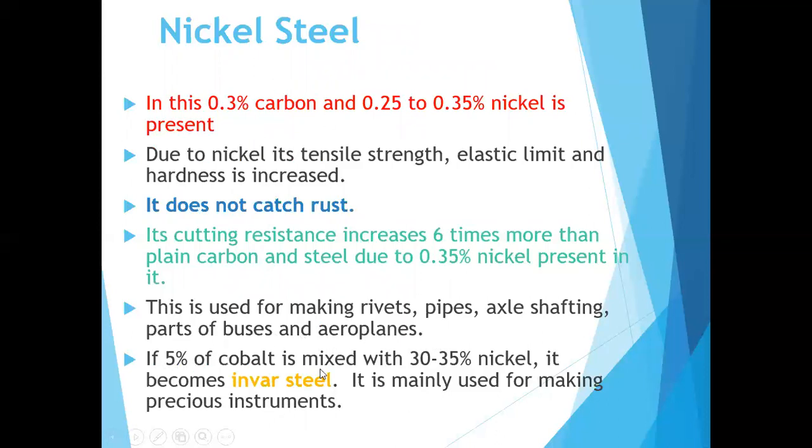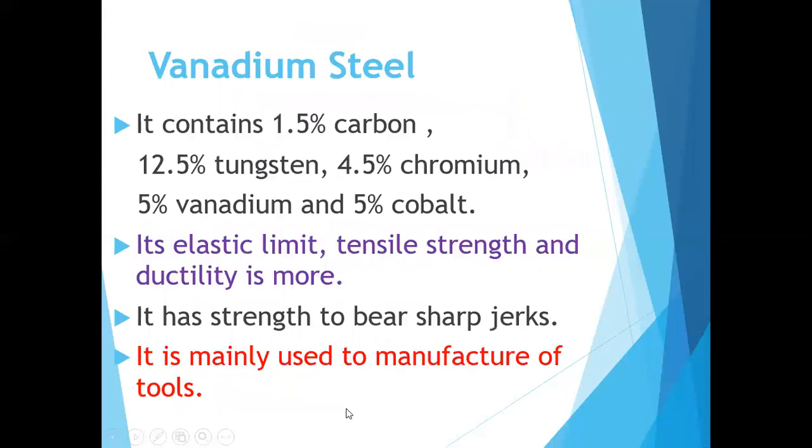If 5% of cobalt is mixed with 30 to 35% of nickel, it becomes invar steel. So when 5% of cobalt is mixed with 30 to 35% of nickel, it becomes invar steel. It is mainly used for making precision instruments. So when you're adding cobalt to the nickel, it becomes invar steel.